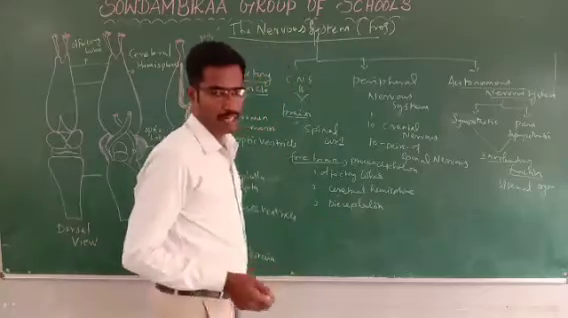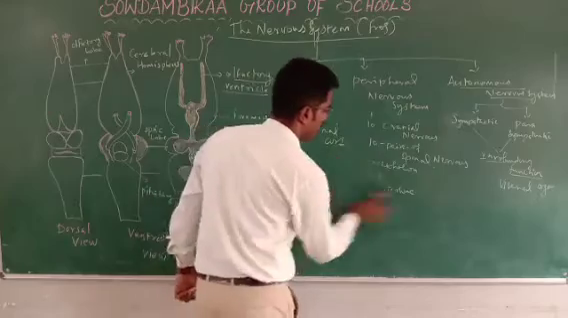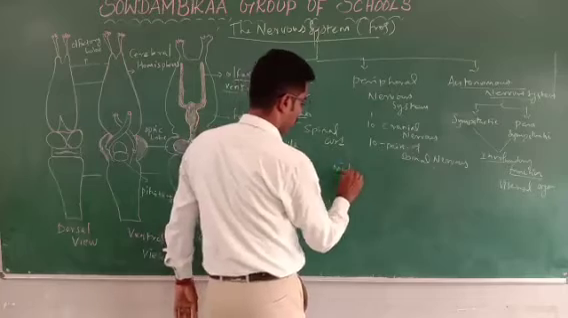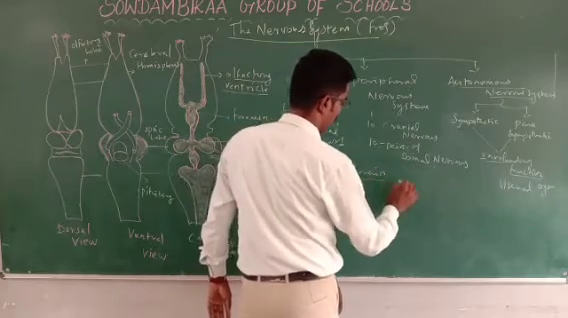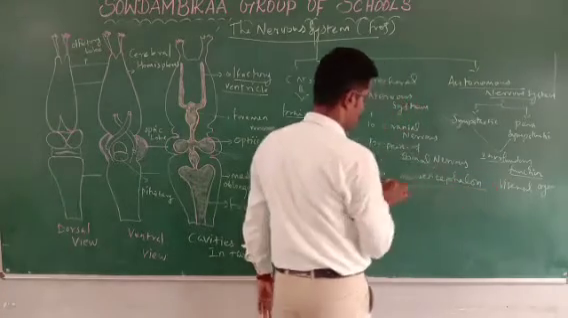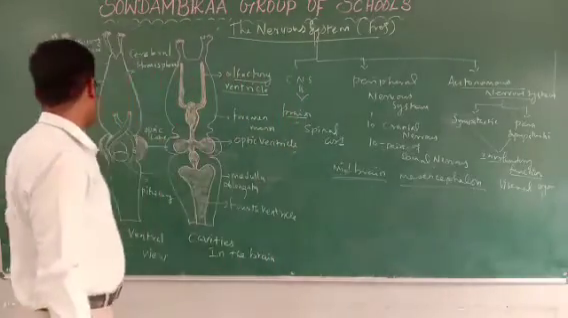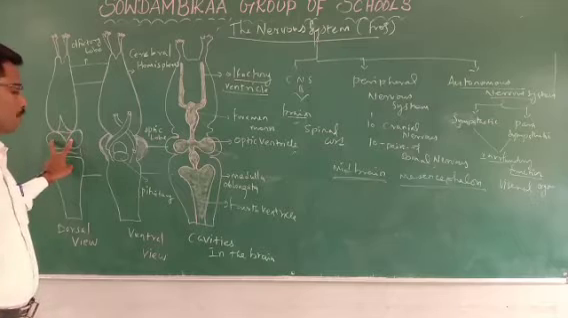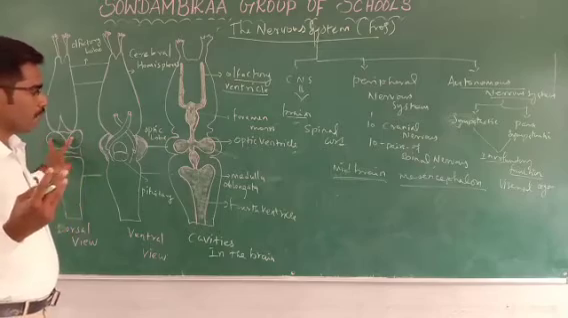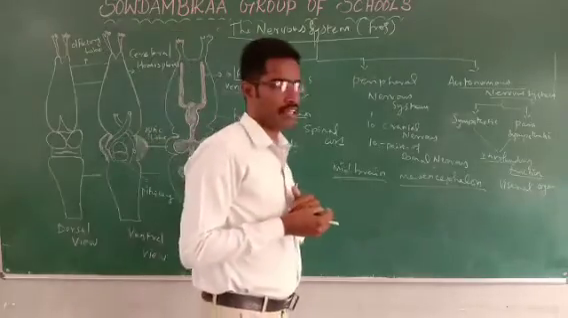The midbrain, another name is mesencephalon. The midbrain contains two optic lobes, large in size. The cavity inside the two optic lobes is called the optic ventricle.